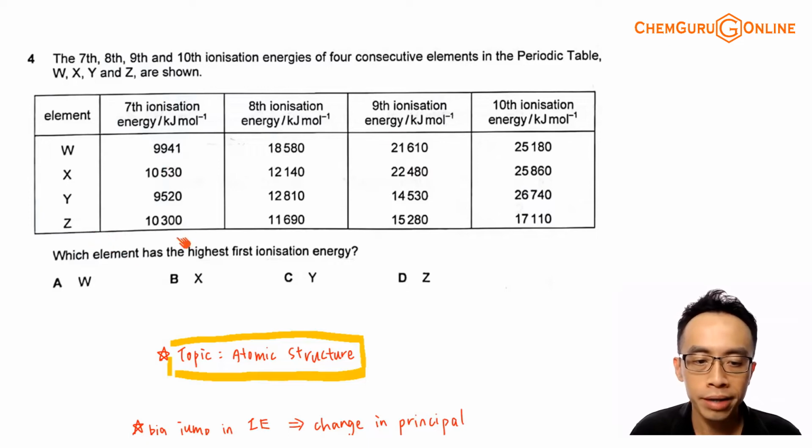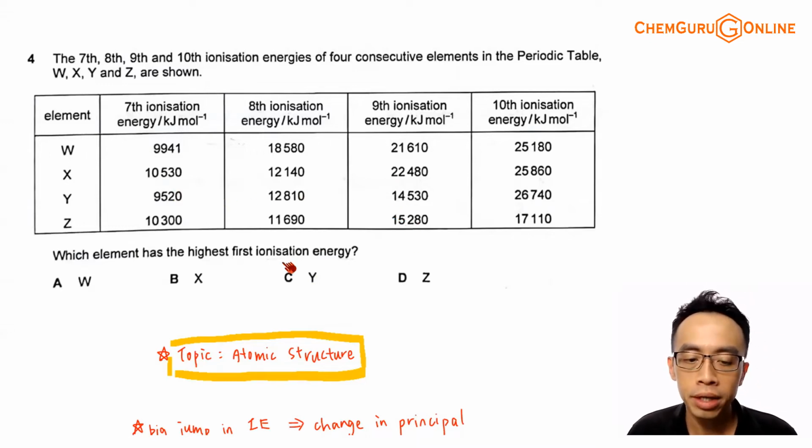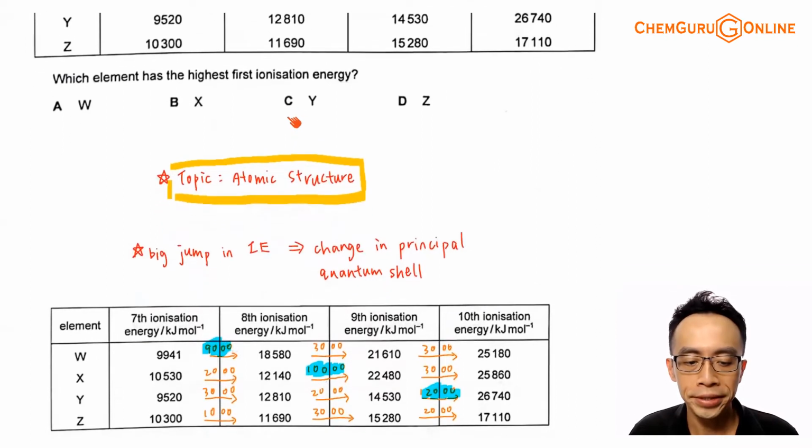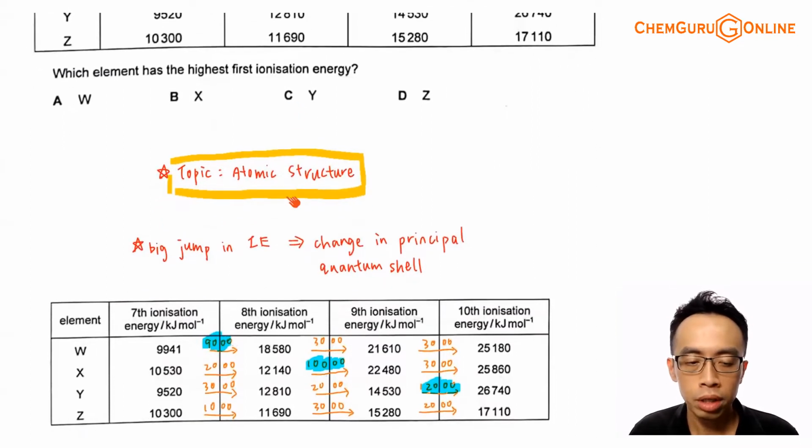So which element has the highest first ionization energy? Is it W, X, Y or Z? Now the topic tested in this exercise is still under atomic structure, and essentially what we want to do is look out for a big jump in ionization energy, because a big jump in IE will correspond to a change in the principal quantum shell. So we actually learned this under successive IE.